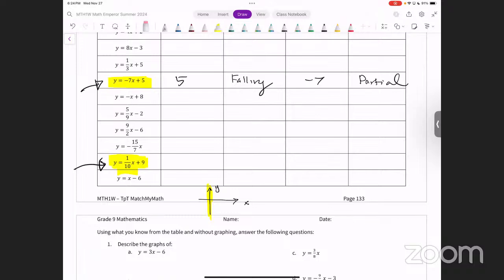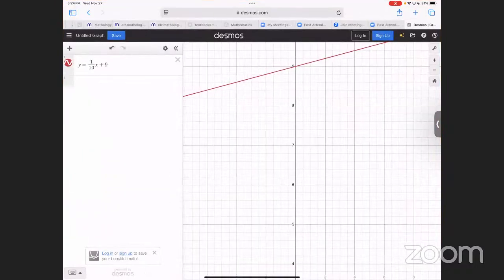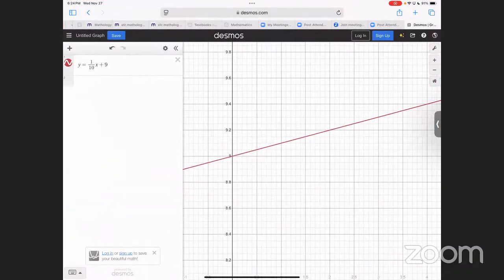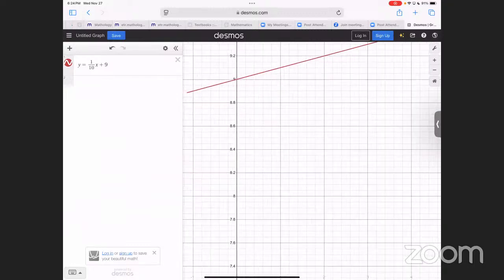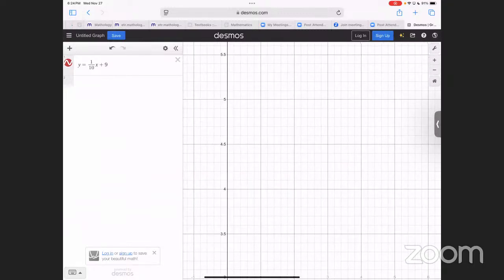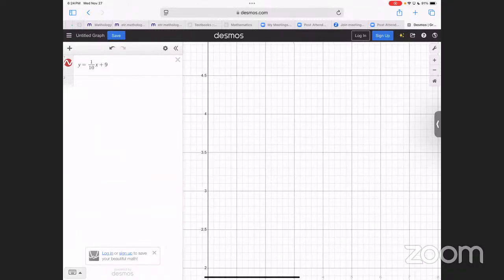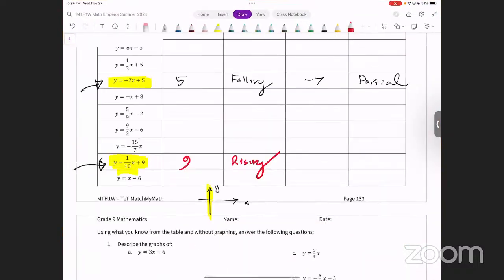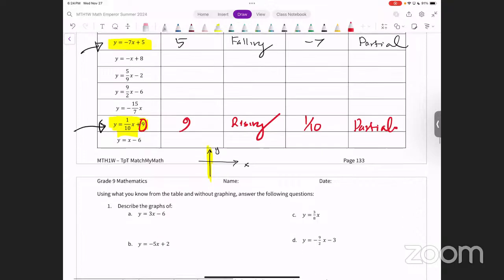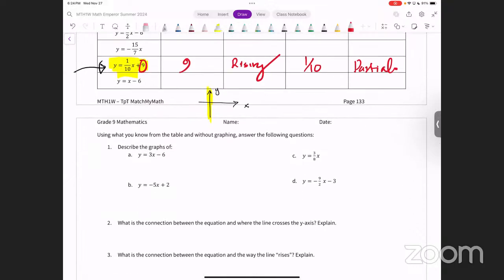Now we can clearly see the graph is rising, isn't it? The slope of the graph, you can see how the slope looks from the graph. If you do the calculation, it's going to be 1/10. And because we're not starting at 0, we call this partial, isn't it? So you should be able to see the pattern using what you know from the table, without graphing, to answer the questions.